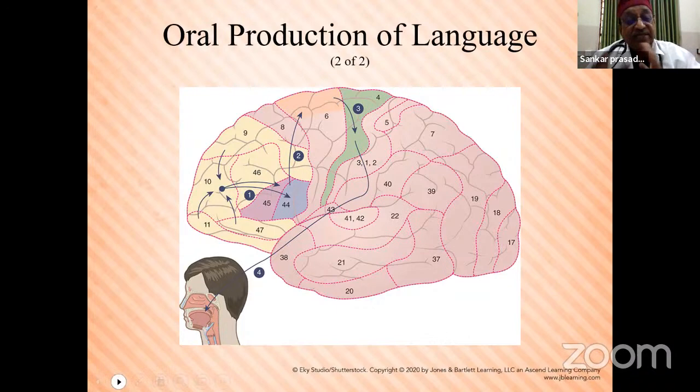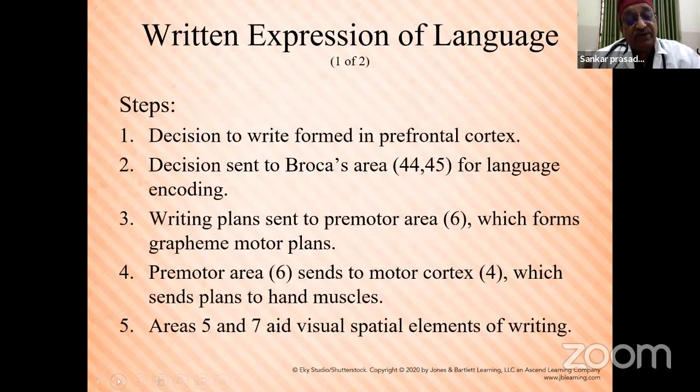Okay, so the decision to write is formed in the prefrontal cortex as well. Then the decision is sent to Broca's area for language encoding. Writing plans are sent to the premotor area, which forms grapheme motor plans. I said a grapheme is a written word or written unit. A phoneme is an auditory unit. The premotor area sends to the motor cortex, which sends plans to the hand muscles. Areas 5 and 7 aid visual spatial elements of writing.